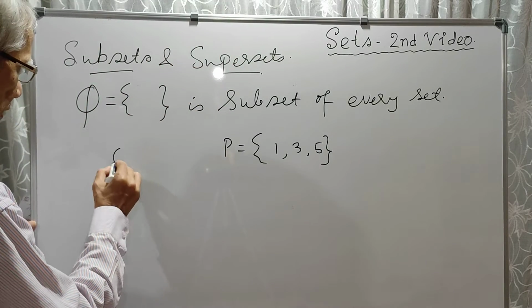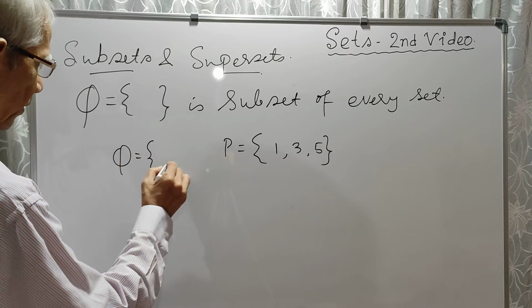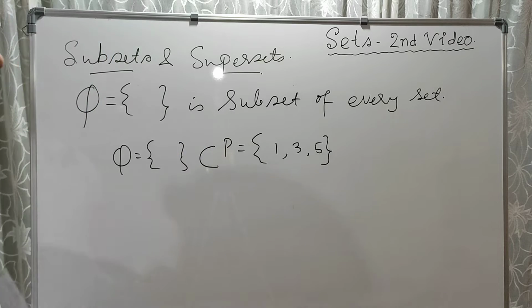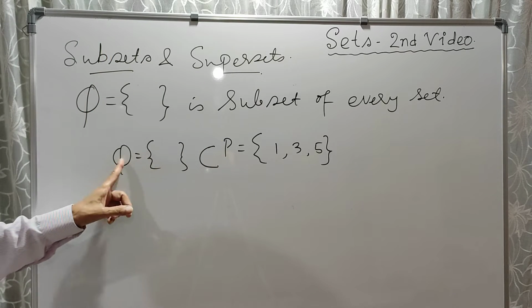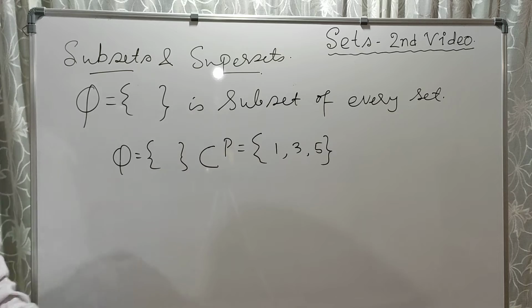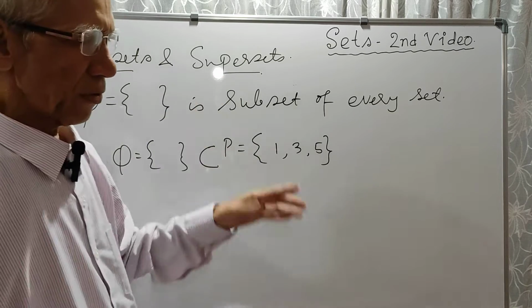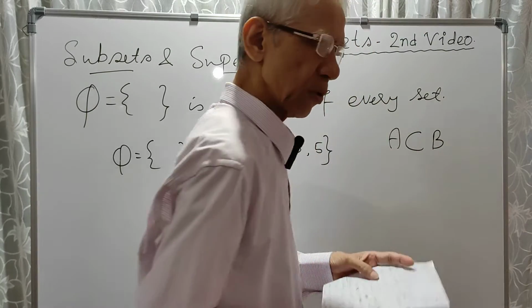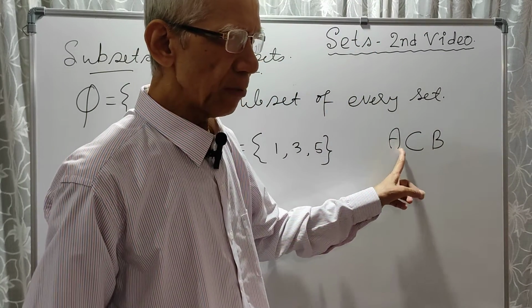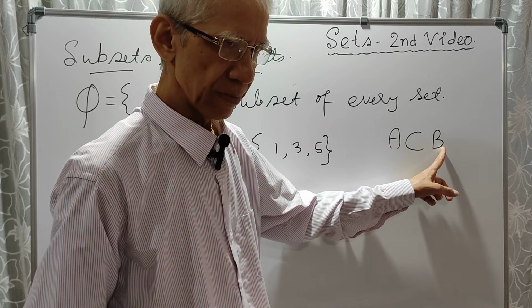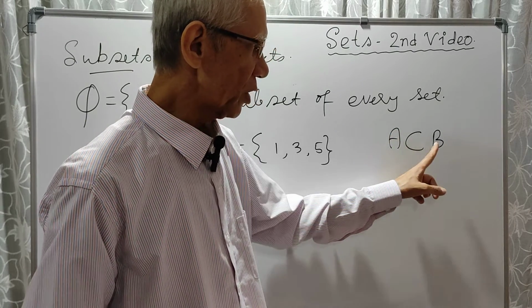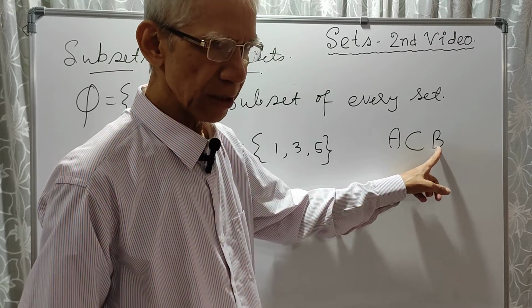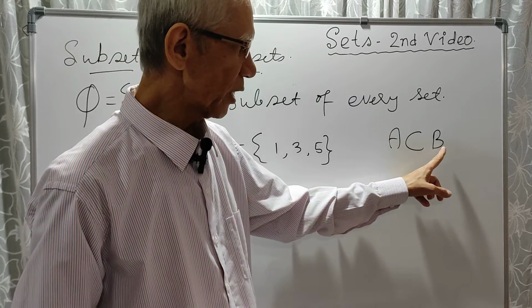Then this is the null set. The null set means it has no element. Now, this null set is a subset of P. According to the definition, when you say A is a subset of B, what does it mean? Each and every element of A is present in B. So A is a subset of B. That is the meaning, isn't it?